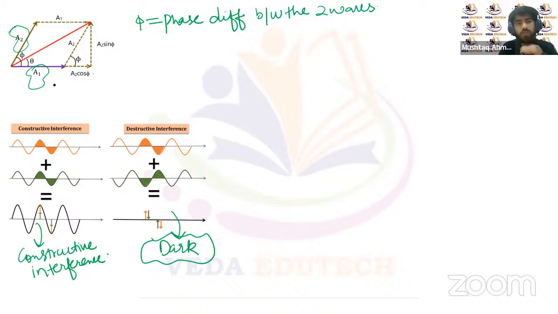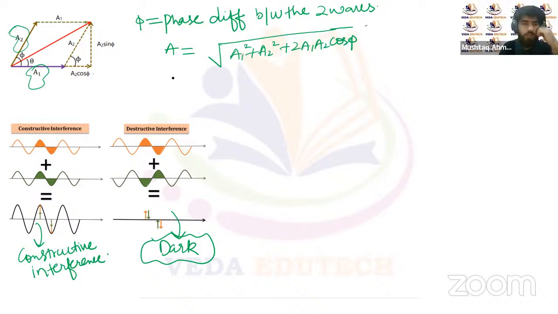The resultant amplitude of these two waves will be given as follows. If we represent the amplitude of one wave with the phasor A1, and the amplitude of the second wave with the phasor A2, with phase difference phi between them, then the vector addition of the amplitudes will be A equals under root of A1 square plus A2 square plus twice A1 A2 cos phi. This is the amplitude of the resultant wave.